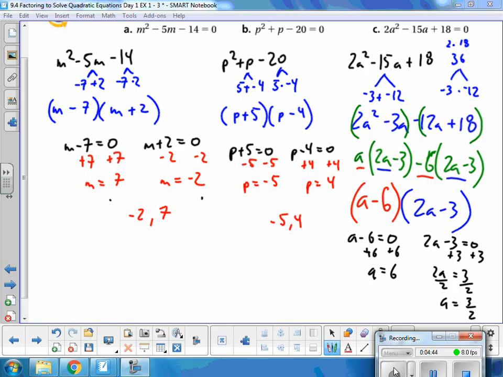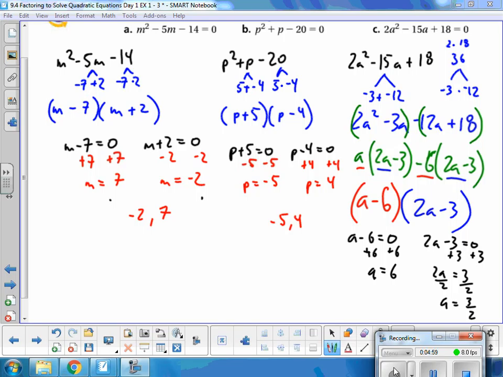For the second one, did the same thing. I found negative 20 and then factored that all the way out to p plus 5, p minus 4, and I found my answer to be negative 5 and 4. C was a little bit trickier. I had to go back to some of the stuff I've learned before.